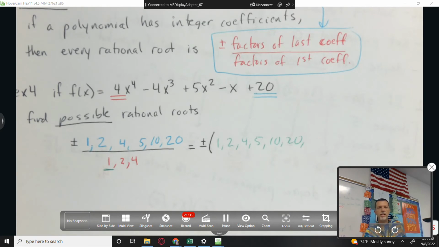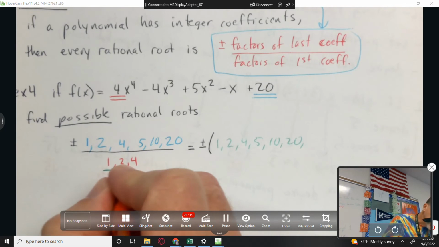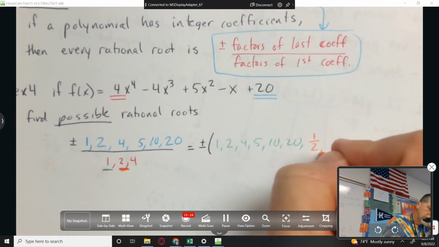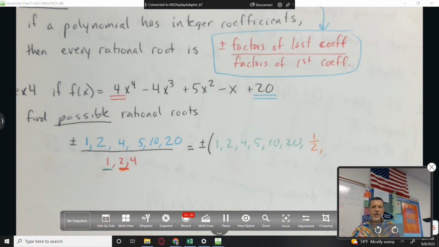Right? 1 over 1, 2 over 1, 4 over 1. Now let's put them all over 2. So 1 over 2. Be careful, because I don't want you to double list anything. Like, we want a shorter list, not a longer list.